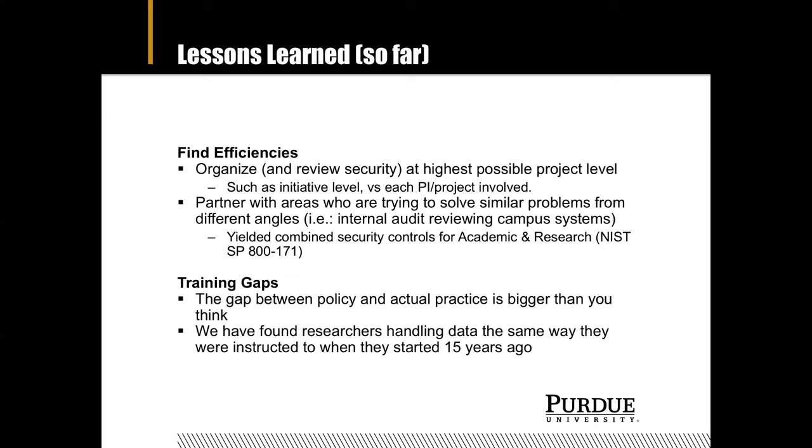So we found a couple of opportunities where it's very beneficial to find efficiencies. If the opportunity is there, we've tried to organize and do the security reviews at the highest level possible, project level. For example, we've got a very large research initiative, larger than a project, on the order of $50 million or so, with a private company here in Indiana. But within that project, there's five or six different research initiatives going on and 15 different PIs, all of which, if we look at those individually, that's a lot of data security training. That's a lot of data reviews. That's a lot of moving pieces to keep all that happening.